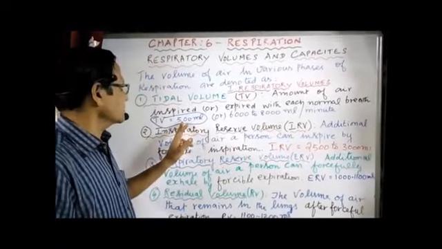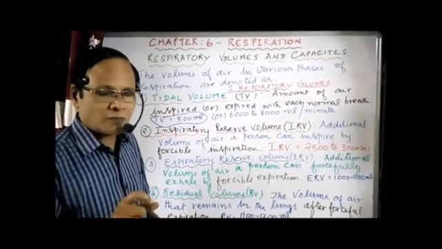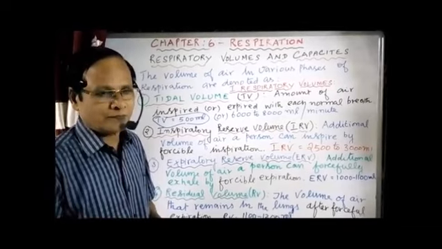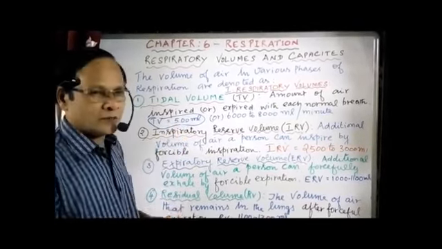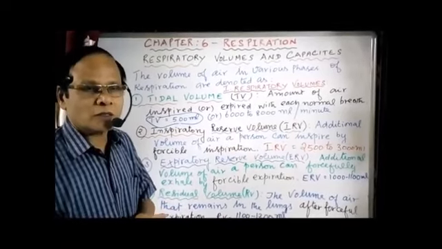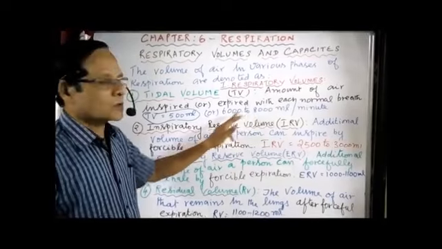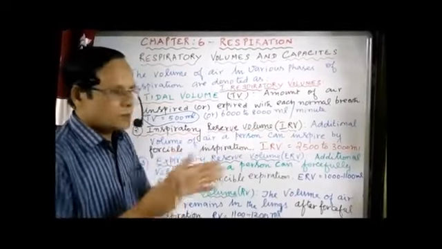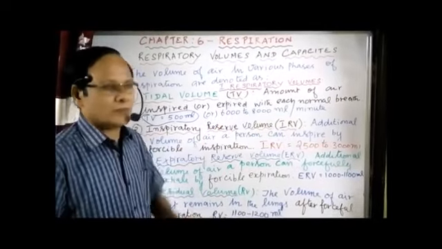We multiply 500 by 12 because the normal breathing rate is 12 to 15. This value may be multiplied by 12, 15 or 16 in some cases. That's why the measure is given between 6000 to 8000 ml per minute.